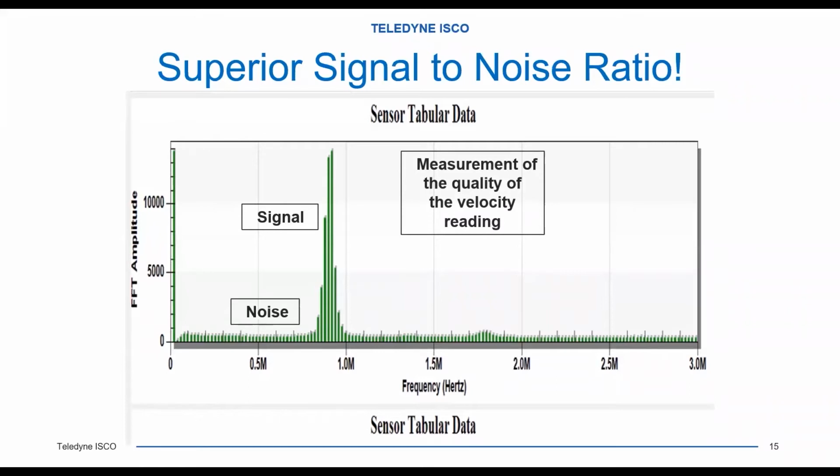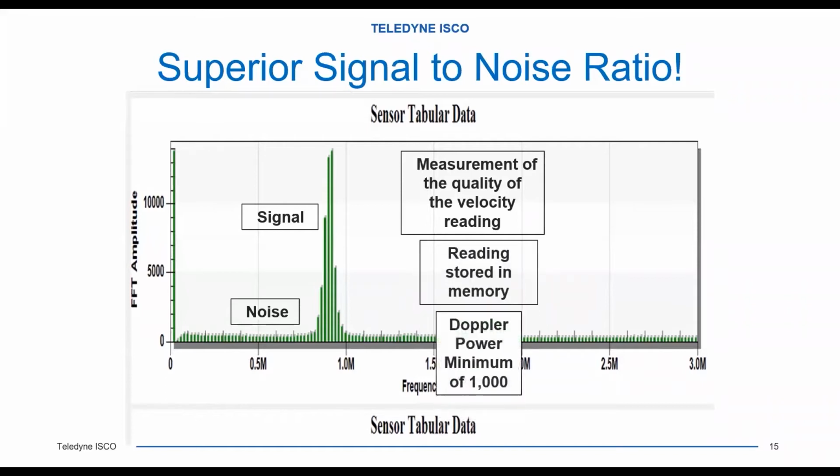What that means to you is as this water slows down, if you get into real low velocity applications, this peak will shift to the left. As it moves to the left, that's where the slower velocity is. Because that noise floor is so low, we are able to read very, very slow velocity. This is stored in memory as what we call Doppler power. You need a minimum of 1,000 Doppler power. It's a measurement of the quality of the velocity reading that you're getting back.